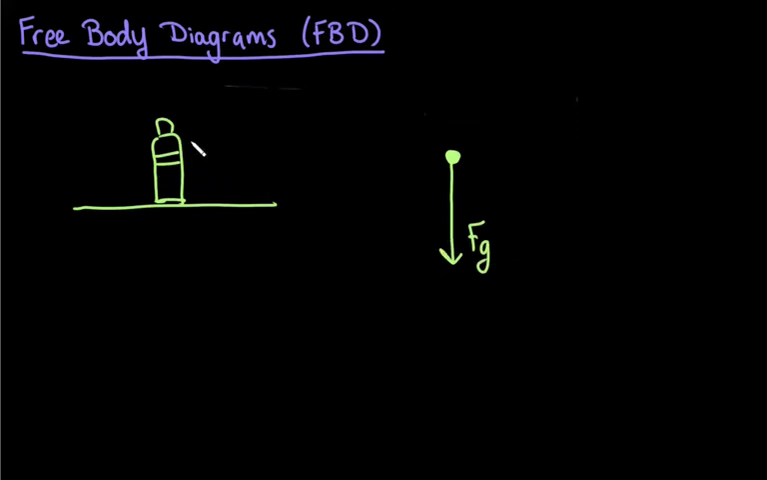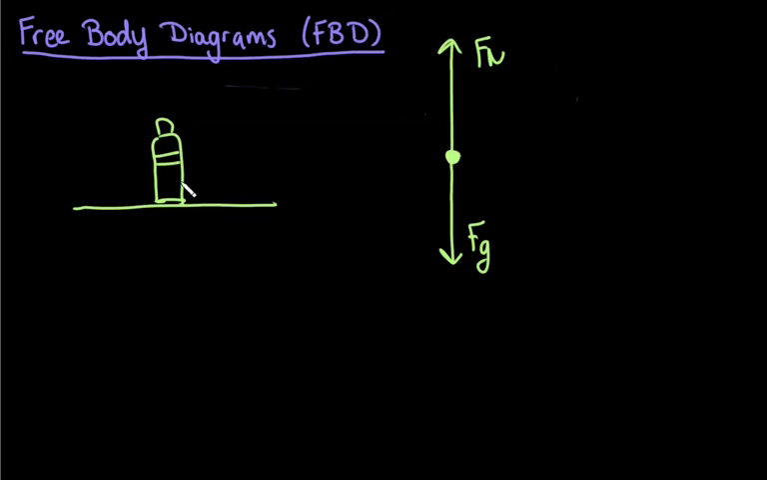Now, I also have the normal force acting on the bottle. This bottle is not moving, so I want to try to draw my normal force to be in the opposite direction and the same length as this arrow here. I don't have any forces acting in the x-axis. They're only acting in the y-axis for this particular example. So this is my free body diagram. That is it. That is all.